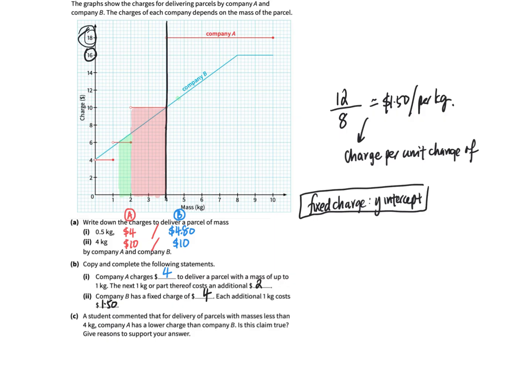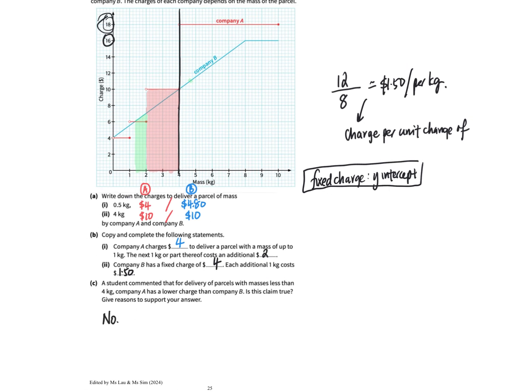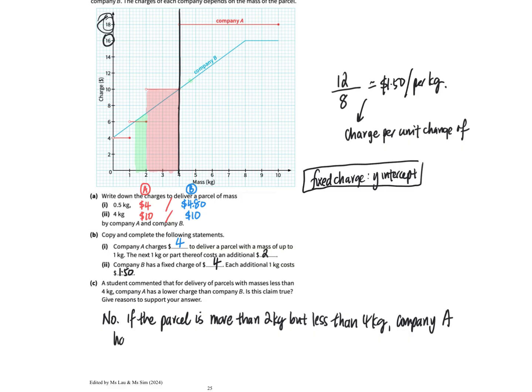So you have to tell them, is the claim true? You can say no. Pick a region where it costs you more to choose company A. So it costs you more to choose company A if the parcel is between more than 2, cannot be 2 inclusive, more than 2 kg but less than 4 kg. Company A charges a higher charge.